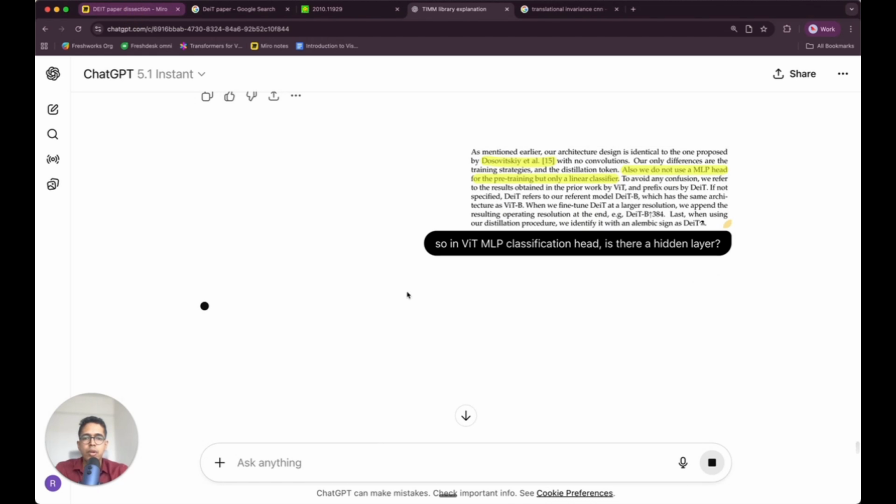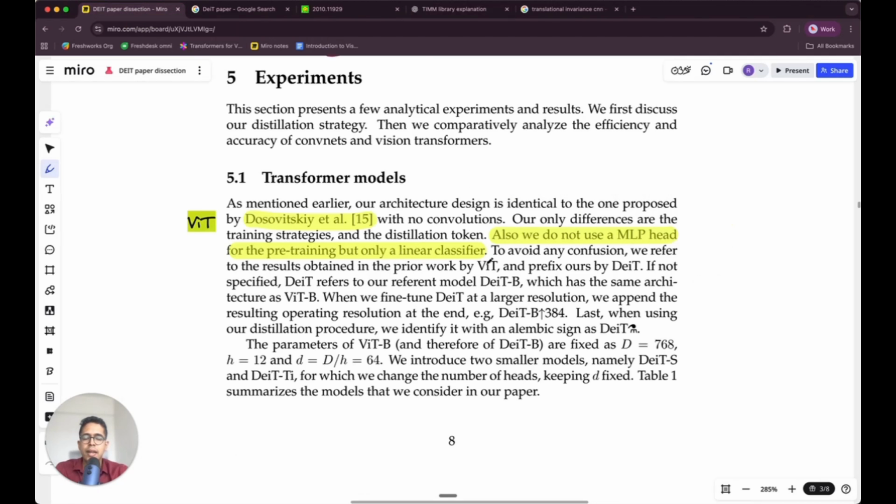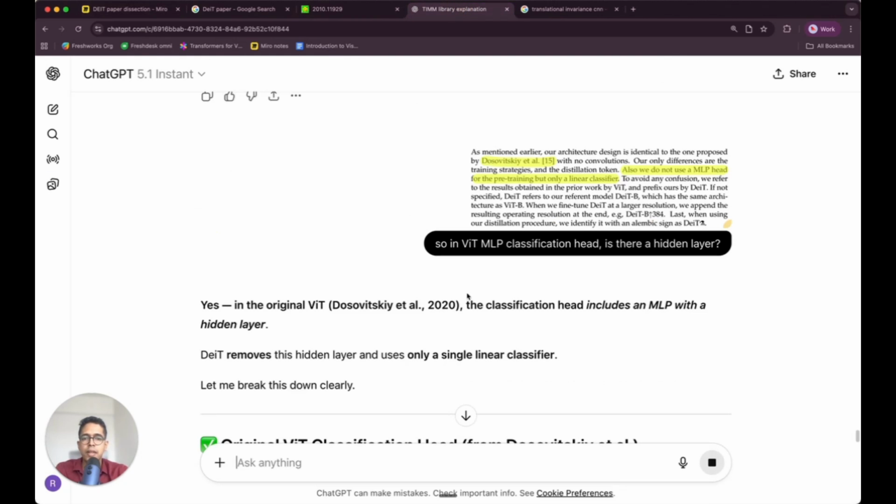So they mentioned two differences. One is in the pre-training, another is the presence of the distillation token, and third is they say their MLP head is slightly different. They use only a linear classifier. So that is what we are checking now.